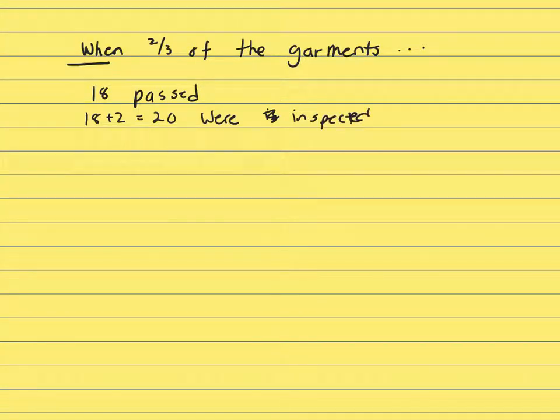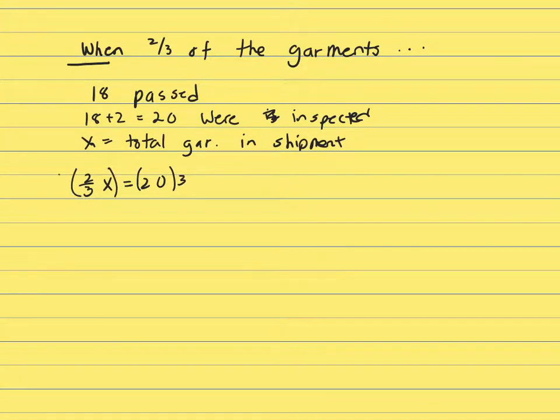But we know that 2/3 of the shipment were inspected. And we know 20 were inspected. So if I let X be total garments in shipment, we know 2/3 of X is 20. So solve for X. Clear our fractions by multiplying both sides by 3. That's 2X equals 60. That's X equals 30. And that's total garments.